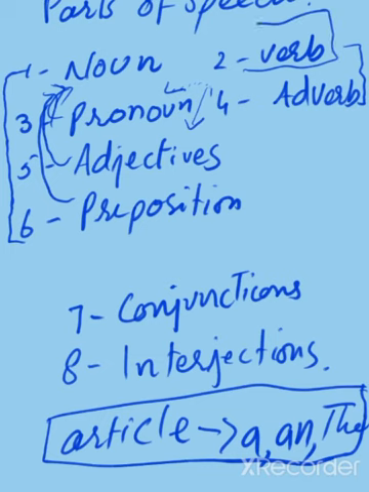Verb is the main part of an English sentence. Without a verb you cannot complete even a single sentence. Conjunctions are the joining words and interjections are our emotions. If you remember this page, or memorize this page in relation with their families, you will definitely be able to memorize it.